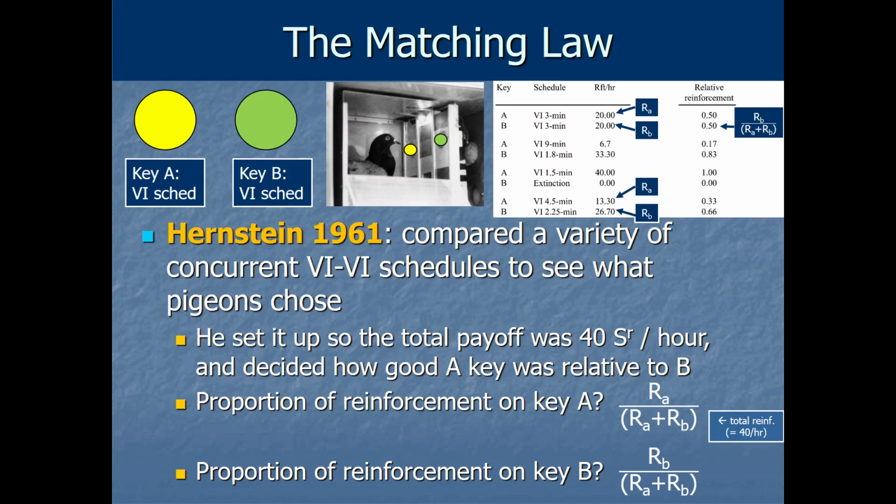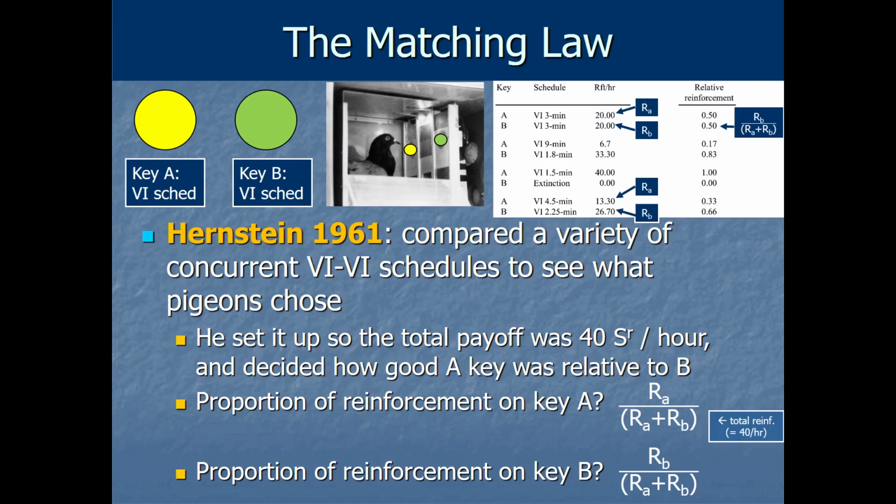So you can do that for each of the experiments, right? In this table up here, we've shown 4 choice experiments between an A key and a B key. So you can do that for each of the concurrent schedule comparisons. The next one down in the list gives 17% of the payoff on key A and 83% on key B, just plugging it into the same equation, looking at how many reinforcers on one side out of the total.